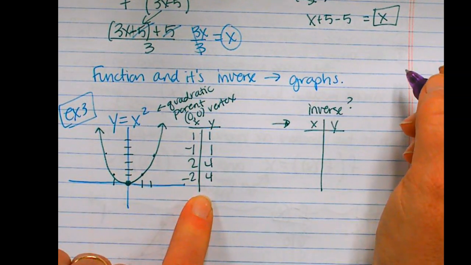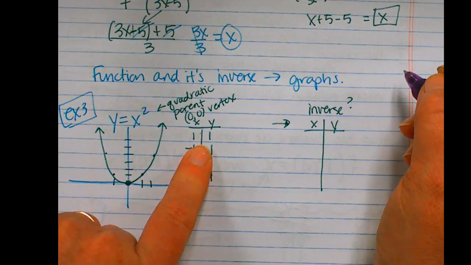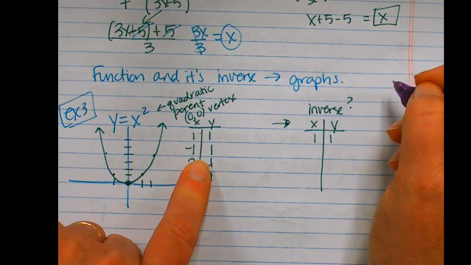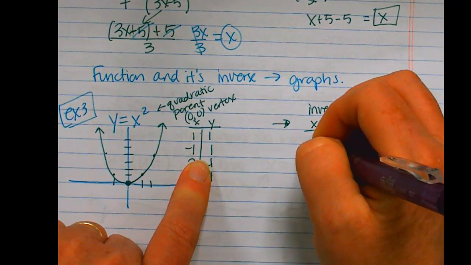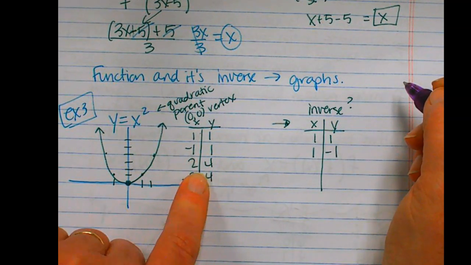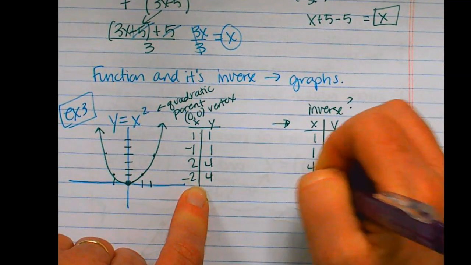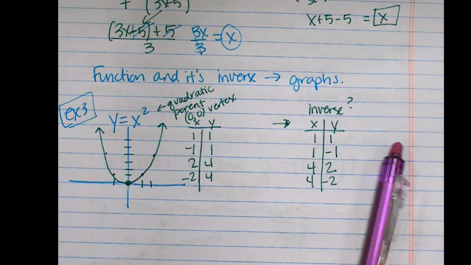Like we just learned in our example 1, all we have to do is take all these points and just flip them. So 1, 1 would still be 1, 1. But this one would be 1, negative 1. The second one? Yeah. This one? 4, 2. And then 4, negative 2. Is the inverse a function?